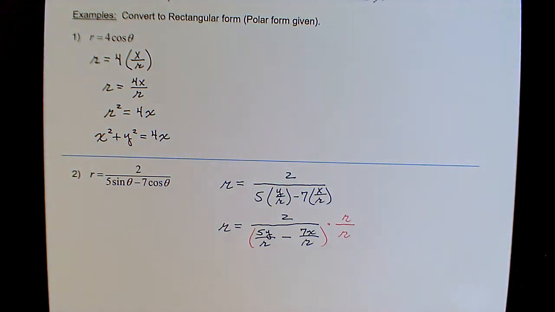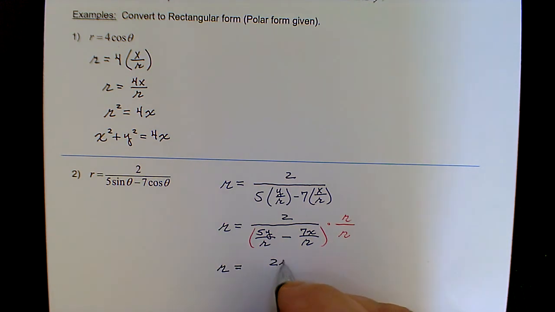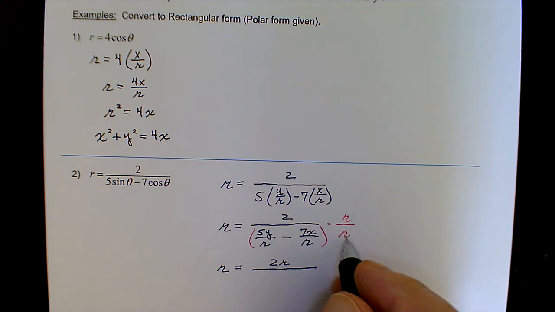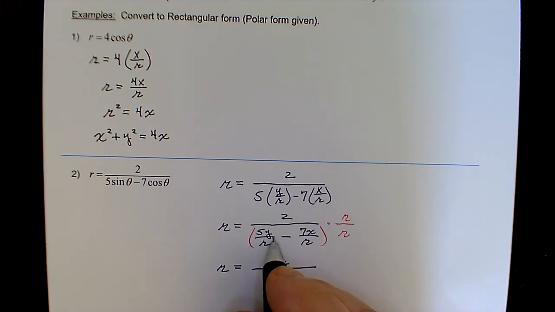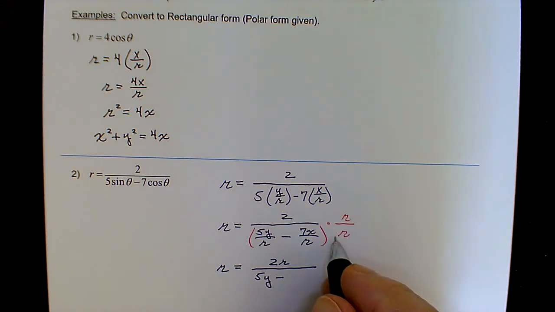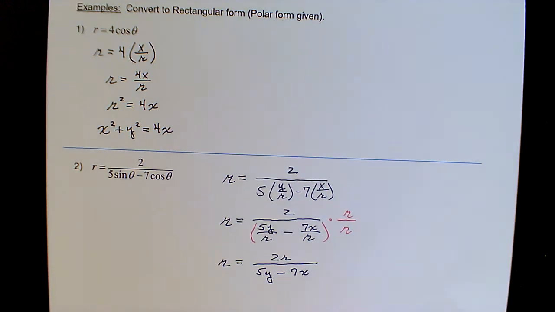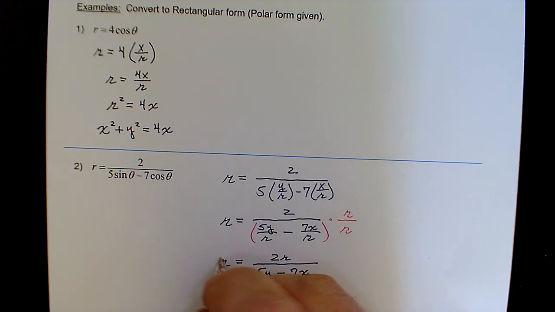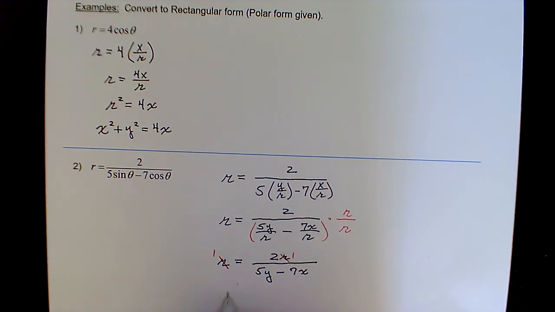And so on the left we have r. On the right, we now have 2r over, when we distribute this r in the denominator, times 5y over r, the r's cancel, that's why we did it. And similarly, when we multiply the r by 7x over r, the r's cancel and we just get 7x. And now we can see that r is a common factor to both sides, so you could either divide both sides by r or just simply think of canceling out the r. And we get that 1 is equal to 2 over 5y minus 7x.